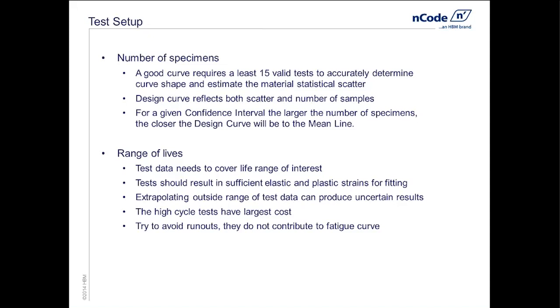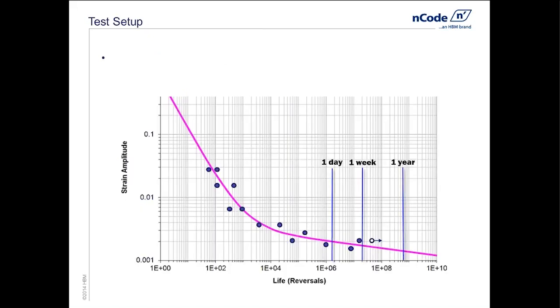In line with that, we want to try to avoid runouts. A runout is a test where we shut down the machine without failure, after we've hit a predetermined boundary life, maybe 10 million cycles, 20 million cycles, something like that, where we basically say at that point we're no longer interested in the data. One issue with that is that it's a very long test. Two, that data point is not used in the determination of the fatigue curve, so it's a wasted data point. So minimizing the runouts when we set up the test will give us the most efficient generation of a curve.